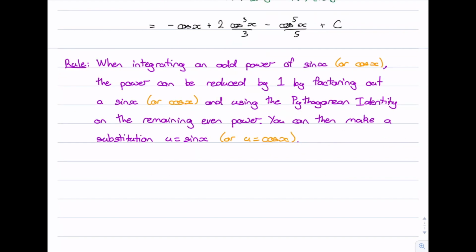So we have a rule by which we can summarize the previous 2 examples. When we're integrating an odd power of sine, the power can be reduced by 1 by factoring out a sine x, and then using the Pythagorean identity on the remaining even power of sine. After that, you can make the substitution u equals sine x, or as I did, you can make the mental substitution.